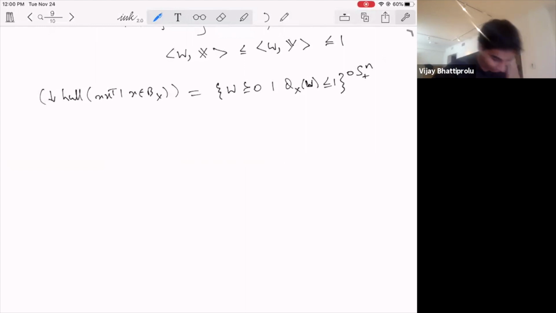So this is actually one reason why this downward closure of the hull of XX transpose comes in. It's actually the polar of the set of bounded PSD forms. So it comes in a very natural way.